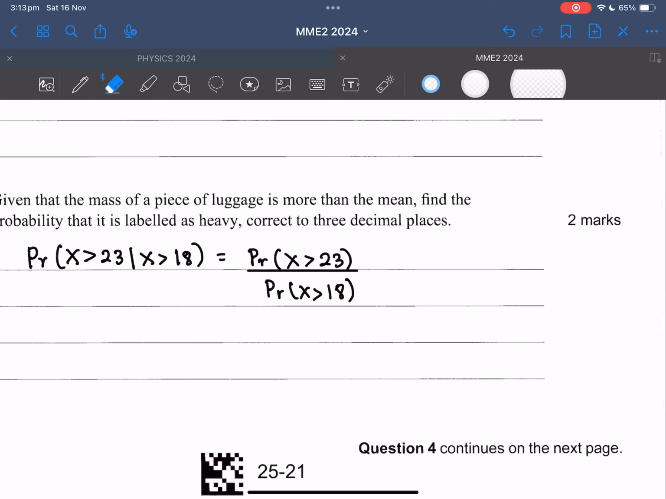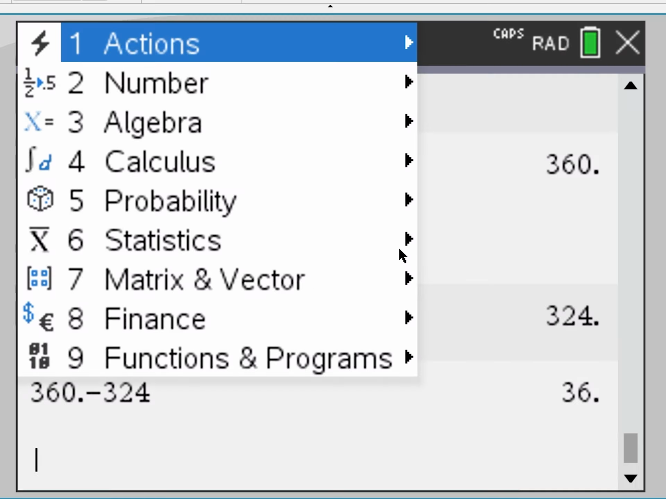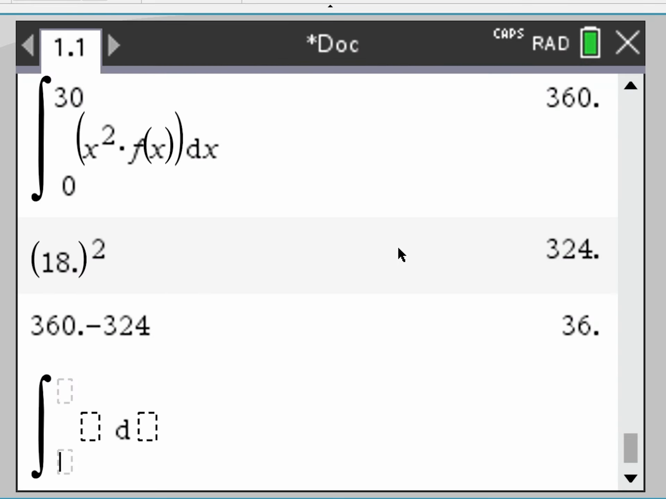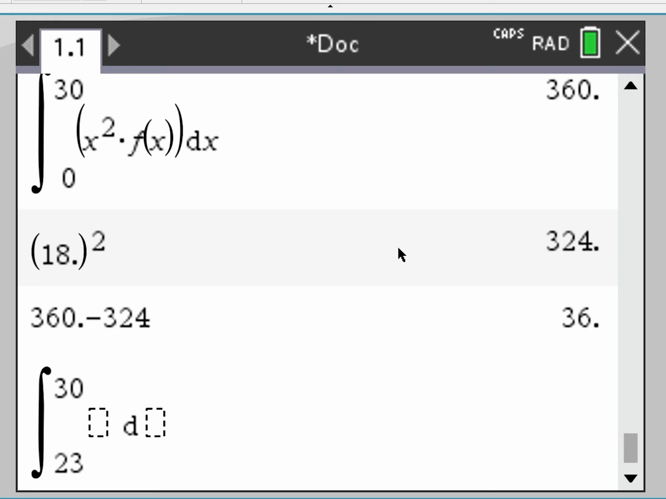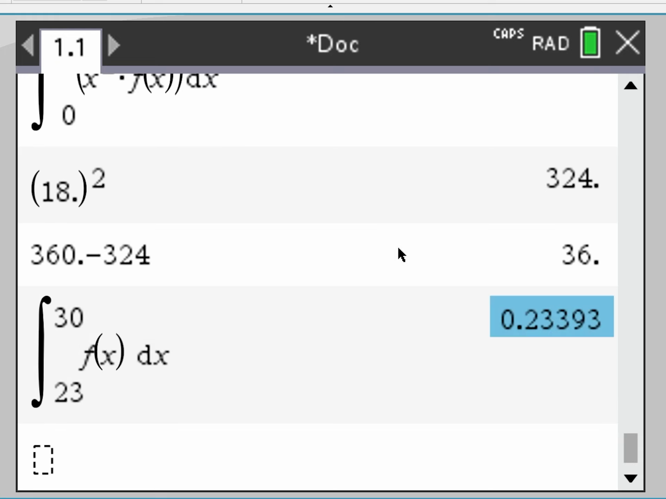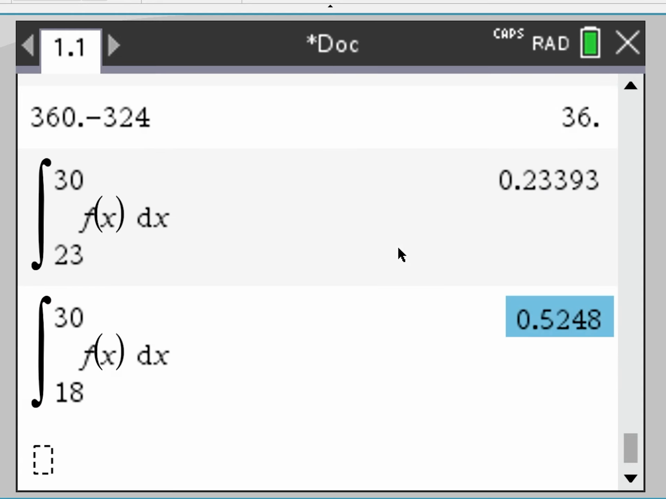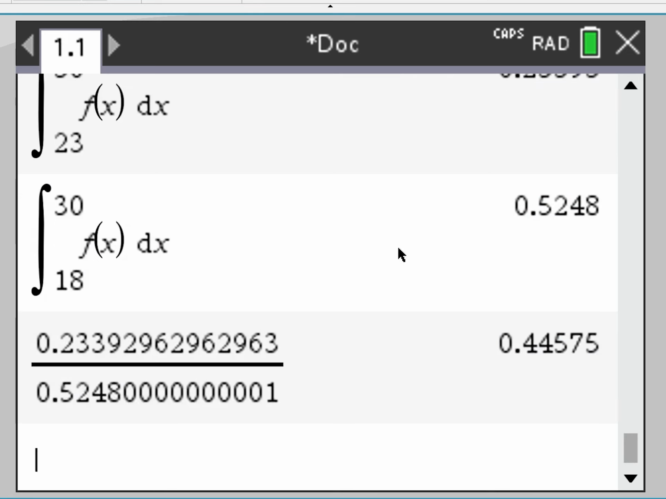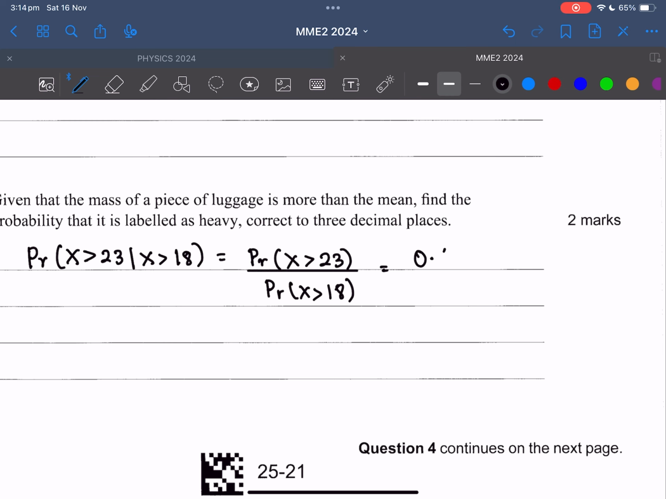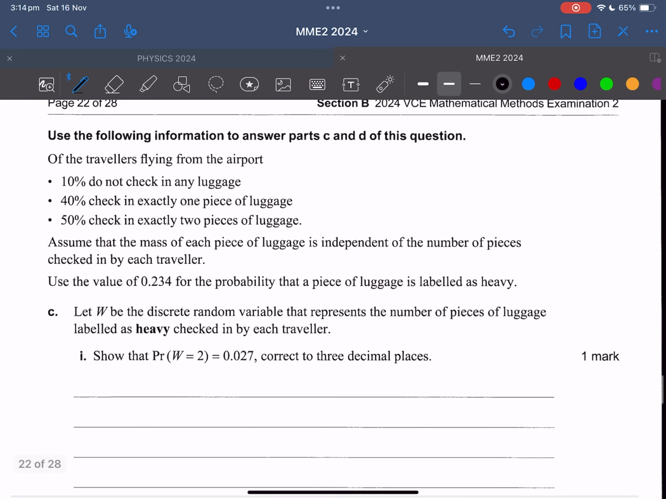Alright, so in that case we just have to put this on CAS. So menu for 3, and from 23 to 30 f of x dx. Okay, and then we will find the same thing but for 18. Okay, now we just divide these two. So 0.446, 3 decimal places. Okay, all right.